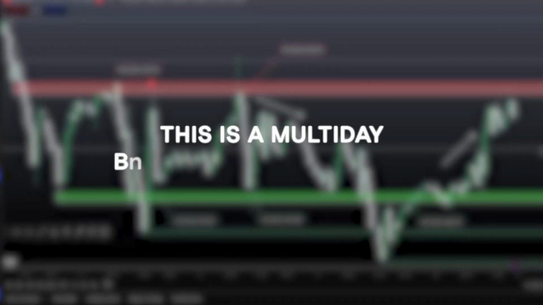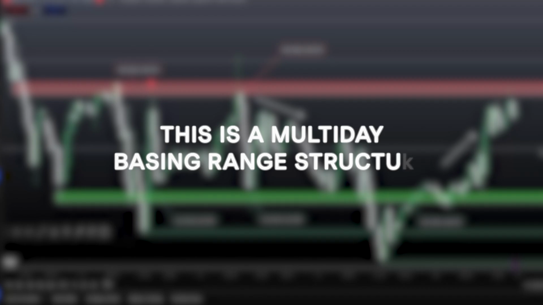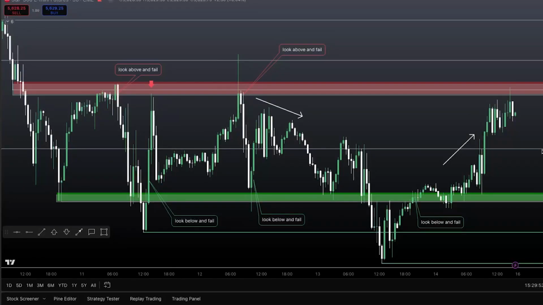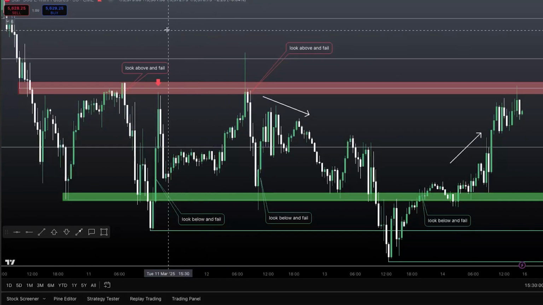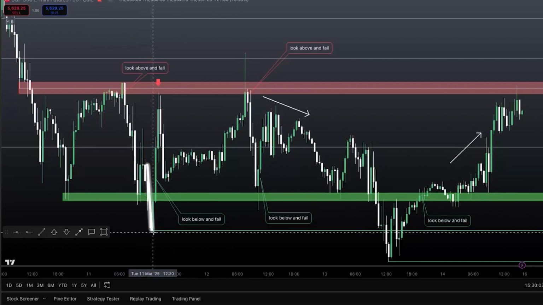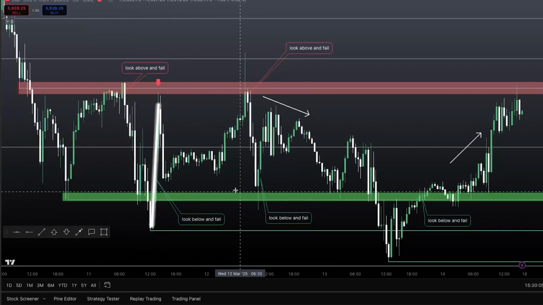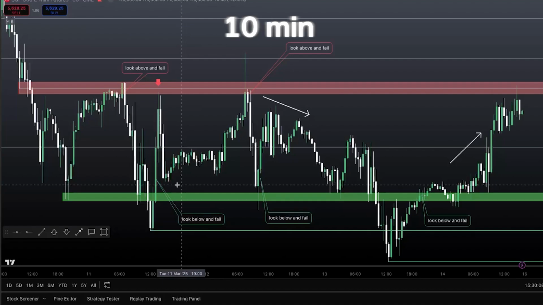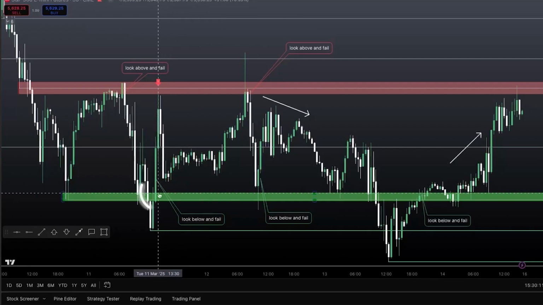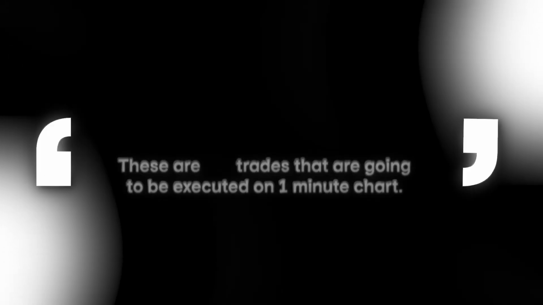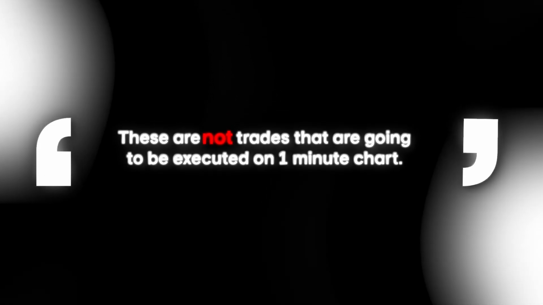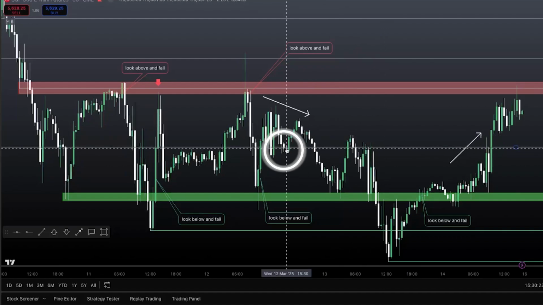Now this is a multi-day basing range structure. You can see some of these that are multi-week. Some of them are shorter and longer than others, but these are high time frame structures. So when you're trading these intraday, you want to be looking at these on a 15-minute chart, and when you see price flush and try to recover, you have to give these time. You have to give these 5, 10, 15 minutes of time to show you that buyers are able to hold above these spots. That's when you get the look below and fail. These are not trades that are going to be executed on a 1-minute chart. You need to keep this in mind. These are higher time frame structures. They're going to take a little bit longer to set up the entry.